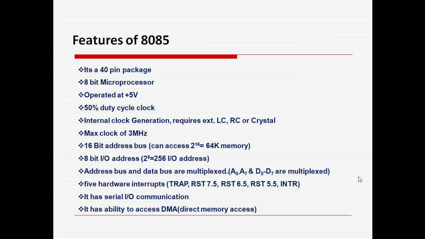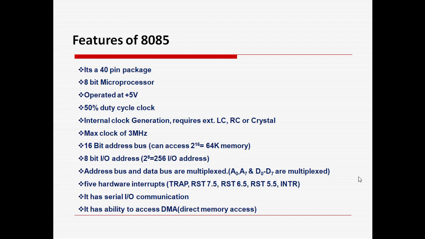So we are going to see about the 8085 microprocessor. What are the key features of the 8085 microprocessor? Important points. The first point is it is a 40-pin package. The IC package consists of 40 pins and it's an 8-bit microprocessor. What is meant by an 8-bit microprocessor? It's an important thing. It means the 8085 can perform arithmetical and logical operations on 8-bit digital data. So it can handle a maximum data width of 8 bits only. So it's called an 8-bit microprocessor and it operates at +5 volt and 50% duty cycle.